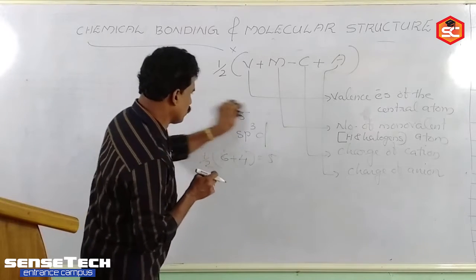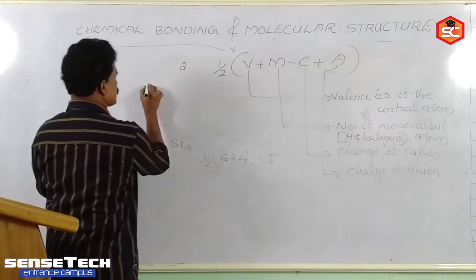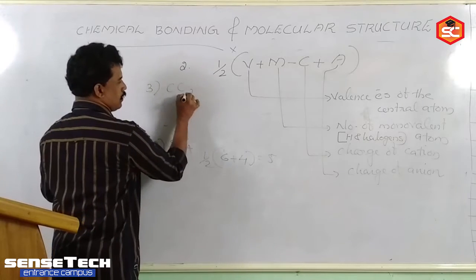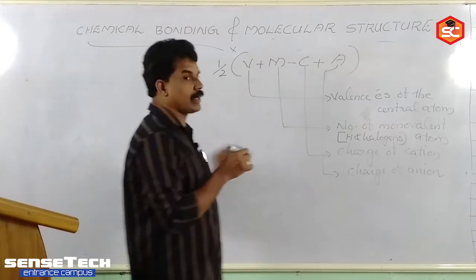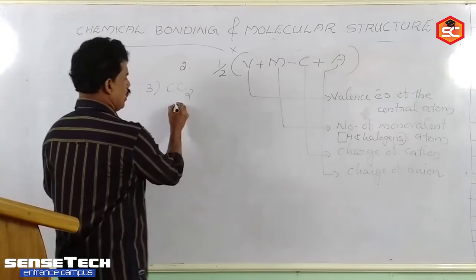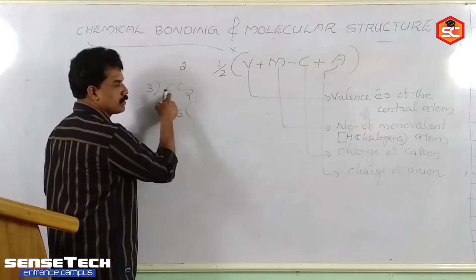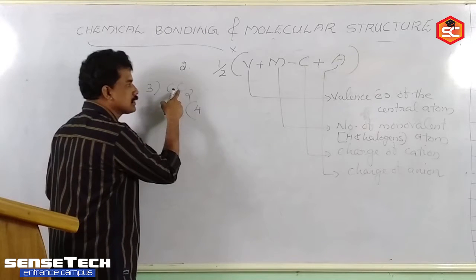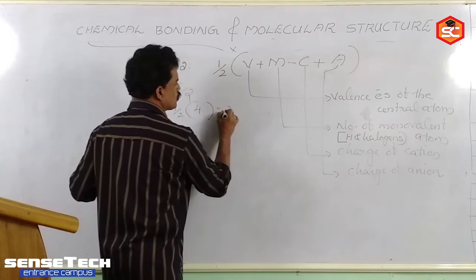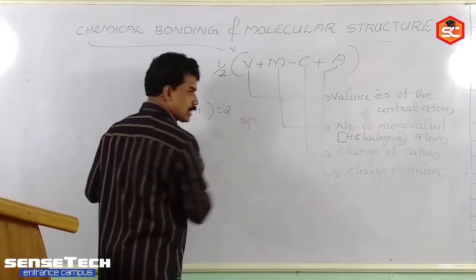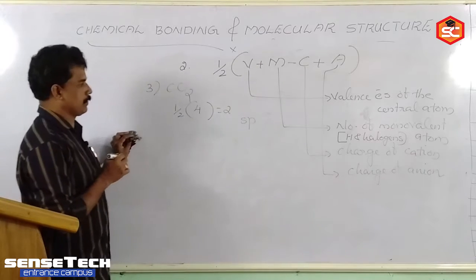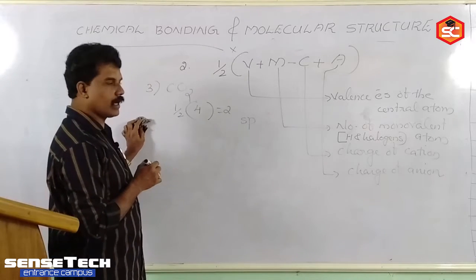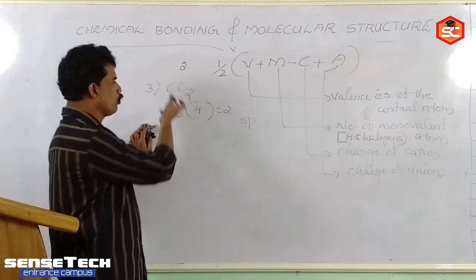Okay. Are you copying now? Yes, next molecule. One simple molecule I am writing, carbon dioxide. You just identify the hybridization in the carbon dioxide molecule. Half into valence electron of the central atom, 4. Any monovalent atom here? No, oxygen is divalent. So 4 by 2 is equal to 2. So which is the hybridization? sp hybridization. Like that you can write it. Any molecule, you practice.